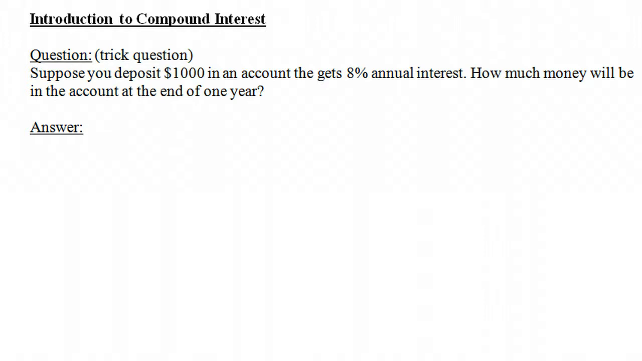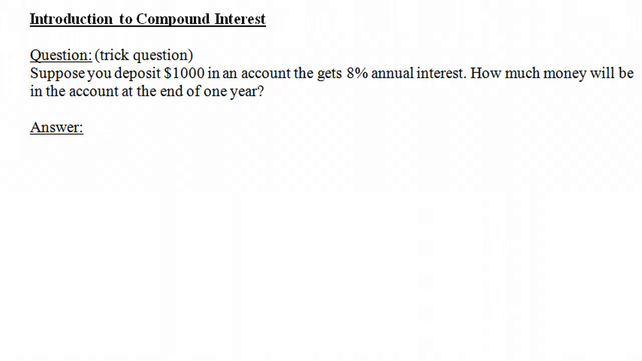So let's suppose you deposit $1,000 into a bank account that gets 8% annual interest. Now, I know that interest rate is very high, much higher than you could get in a bank, but let's just go with it for now. You deposit $1,000 in a bank account that gets 8% annual interest. How much money will be in the account at the end of 1 year? Now this seems like a very simple problem. Let's just take 8% of 1,000, and that would be $80, and then add that to the 1,000, and we would expect at the end of 1 year that we would have $1,080.